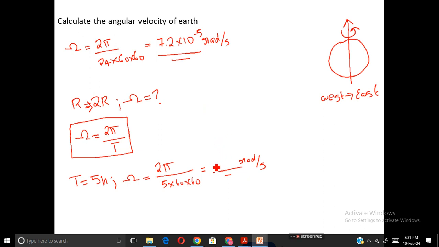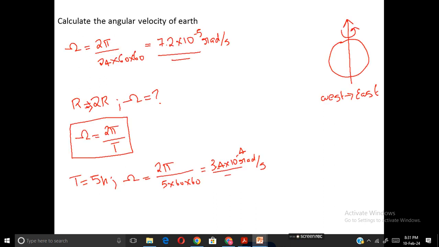Radian per second, right? Okay, thanks. So this was just a hypothetical case. Just wanted to show you how it is depending upon the time period. So yeah, that's it. I hope things are clear.